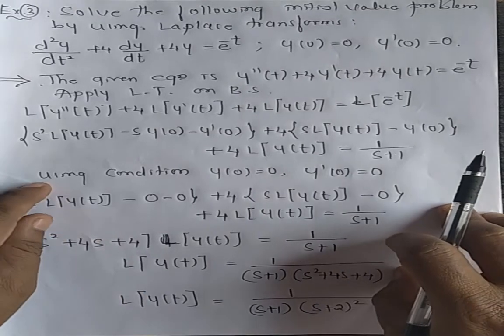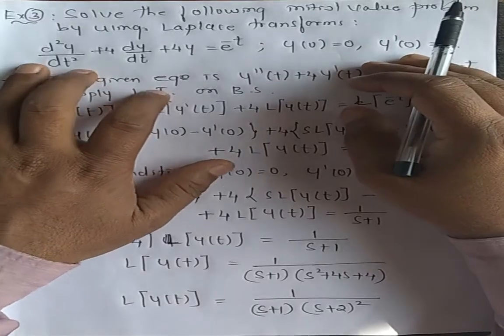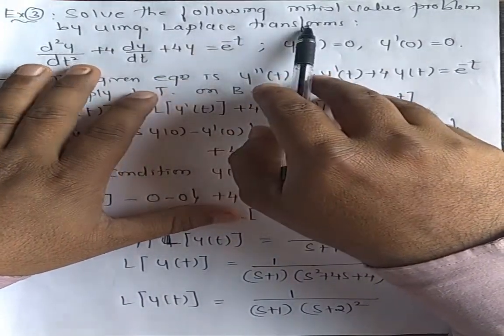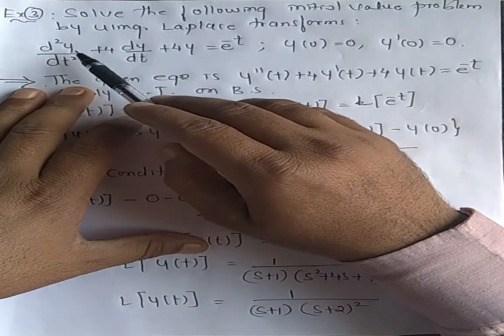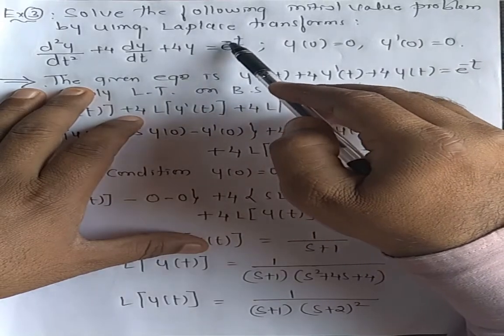Now, dear students, let us move to the third example of linear differential equations. Solve the following initial value problem by using Laplace transform. The example is d square y upon dt square plus 4 into dy by dt plus 4y is equal to e raised to minus t.